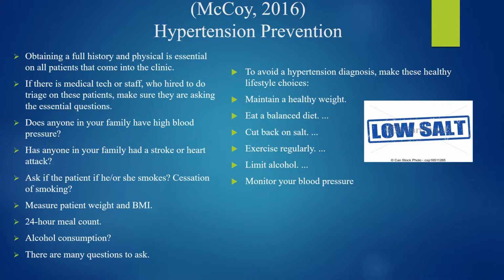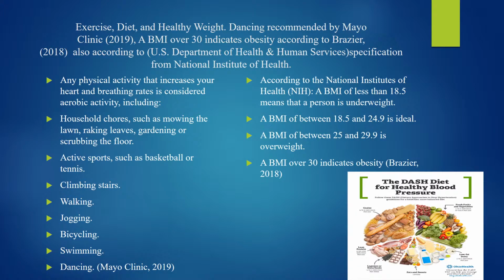To avoid a hypertension diagnosis, make healthy lifestyle choices. Telling them about eating more vegetables, eating more fruit, taking their lunches, exercising, putting down their cell phone and going for walks, sometimes jogging with a friend. Just letting them know how they can prevent high blood pressure. Exercise, diet, and healthy weight.